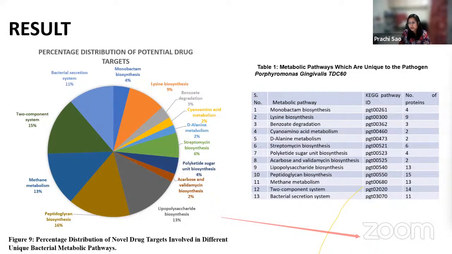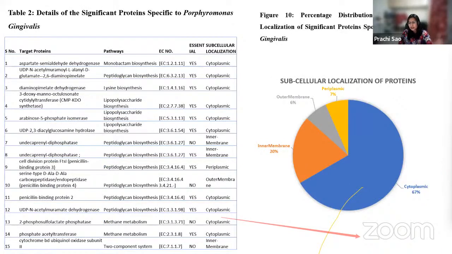Or you can see which pathways are very important for survival, and which are very important for multi-drug resistance. When we talk about multi-drug resistance, lipopolysaccharide and peptidoglycan synthesis and two-component systems are very important. They are the place where the bacteria develop themselves and develop resistance also. So these are the filter studies.